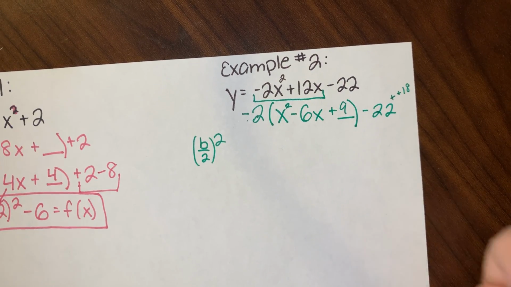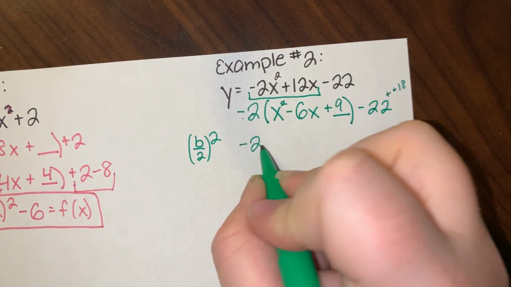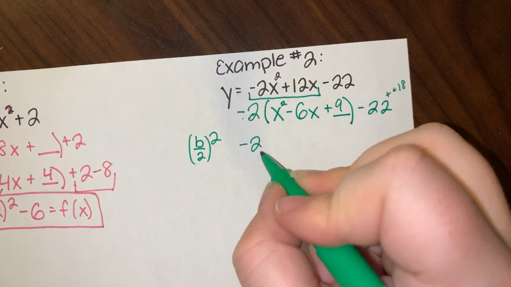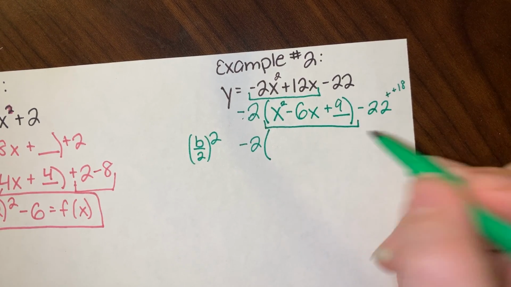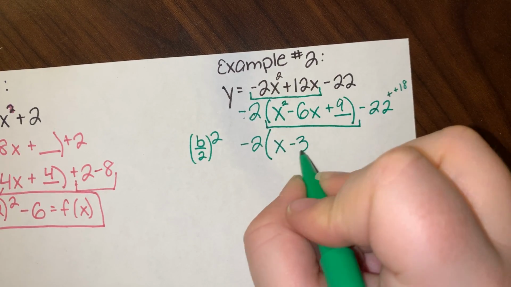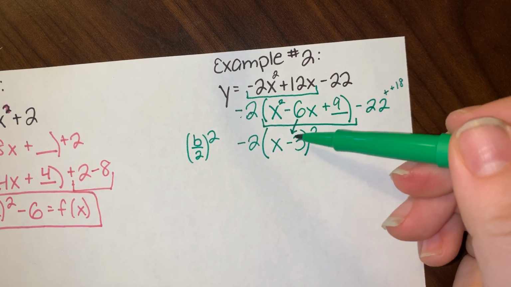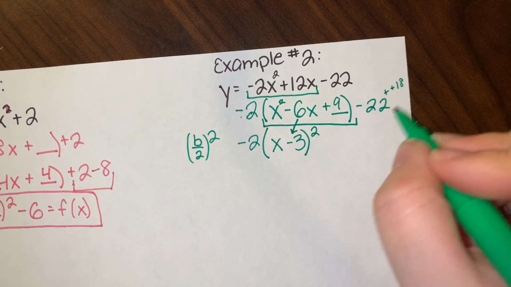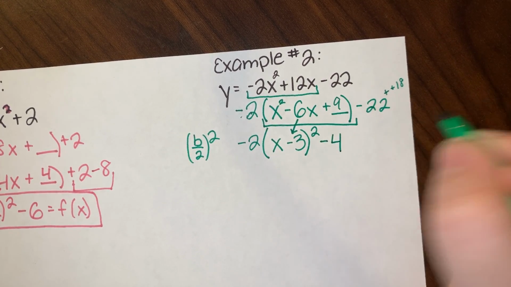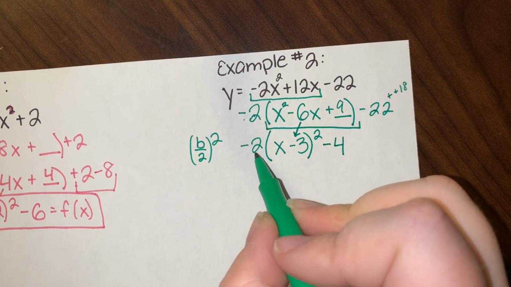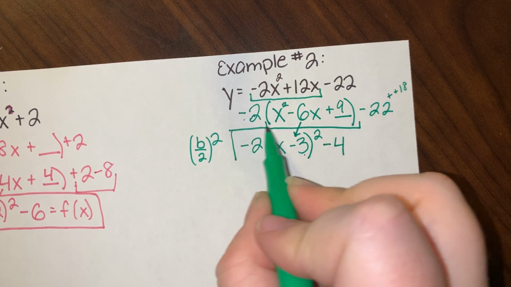Whoa. All right, let's rewrite all this. I have a -2 as my a value, so that remains on the outside of my parentheses. I can rewrite this as a perfect square, x minus 3 squared. Again, the number inside the parentheses is always just b divided by 2. Then I simplify -22 plus 18, which gives me -4. So my a is -2, my h is +3, and my k value is -4.